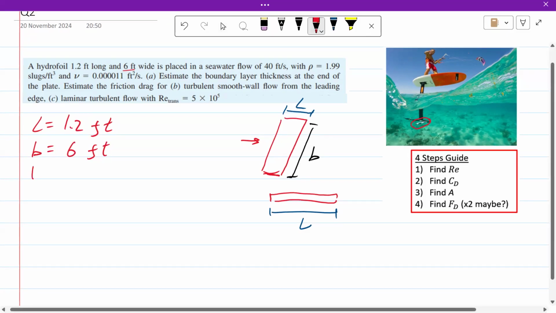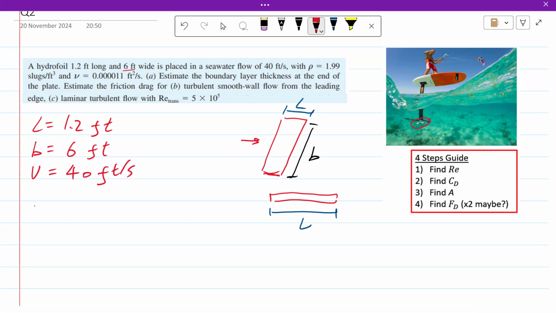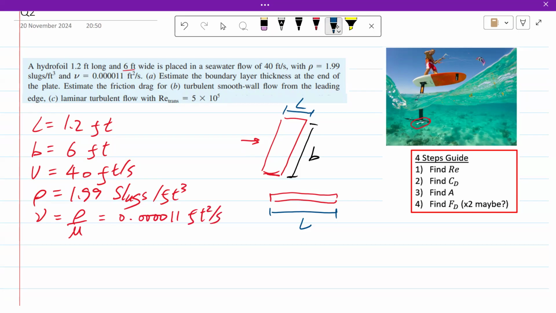We're given the inlet velocity, 40 feet per second. Density, 1.99 slug per feet cubed. This is new. This is your kinematic viscosity, which is equal to mu divided by rho. These are different. Equals 0.000011 feet squared per second.